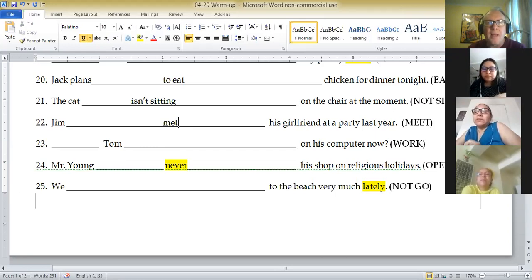Excellent. The next one, Tom on his computer now. What can we say? Is Tom working on his computer now? Perfect. Is Tom working? Excellent.